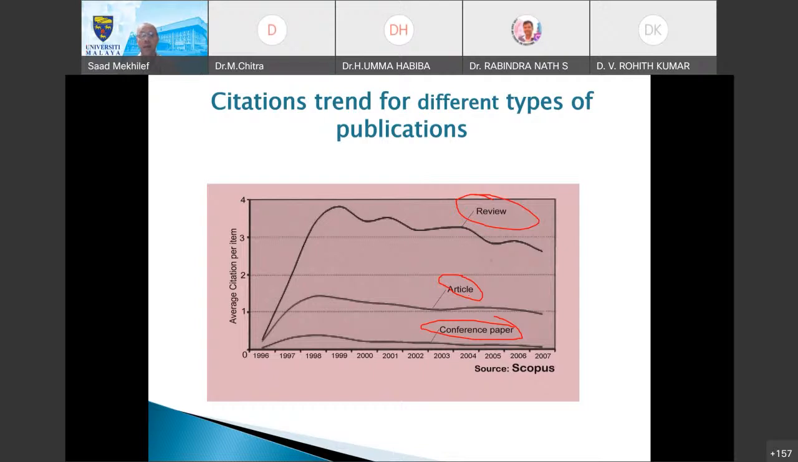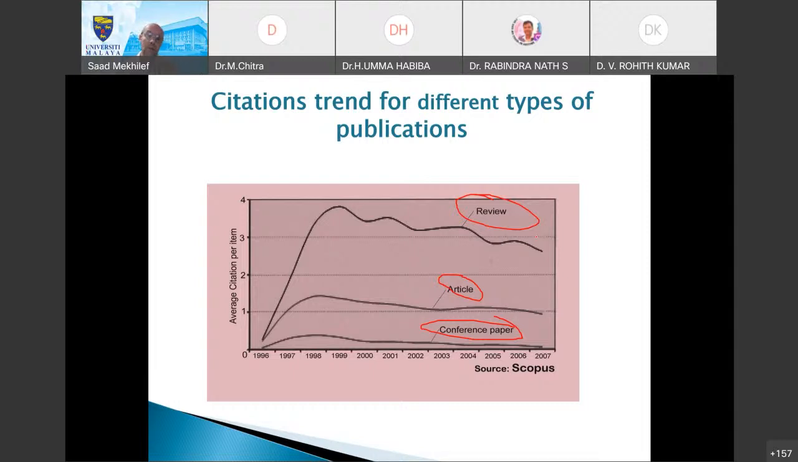So you can see the average citations per paper is around 4 for review papers, which is very high compared to 1 or 1.5 for original articles, and almost less than 0.5 for conference papers. And you can see the trend: as the paper gets older, the citations will drop automatically because people will look for new papers. Okay, so what does this mean?